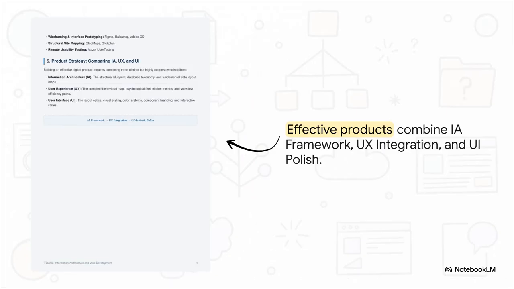So building an effective digital product ultimately comes down to a really simple formula. It starts with the information architecture framework. That structure then becomes an integrated user experience, which is finally polished off by the user interface aesthetics, the layout optics, the colors, and the branding components. They are three very distinct but highly cooperative disciplines. Keeping this invisible master blueprint in mind, what structural decisions are you going to notice the very next time you open up your favorite app?